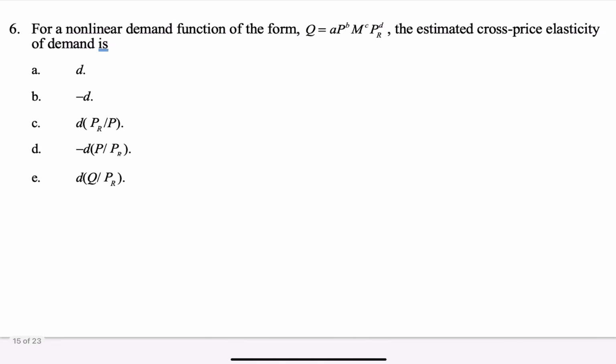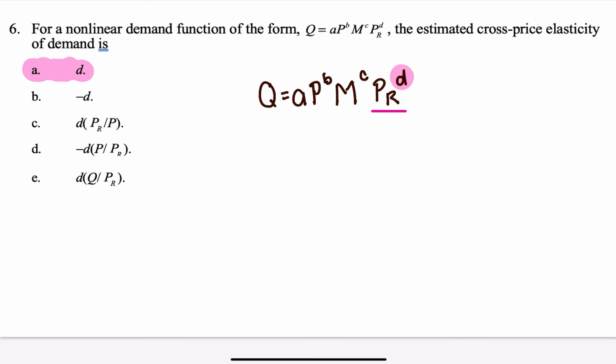For a nonlinear demand function of the form Q equals A P to the B M to the C PR to the D, the estimated cross price elasticity of demand is D, because that's the exponent for our opposite price. And when it's nonlinear, you're just pulling the exponents. You don't have to do any of the other math.